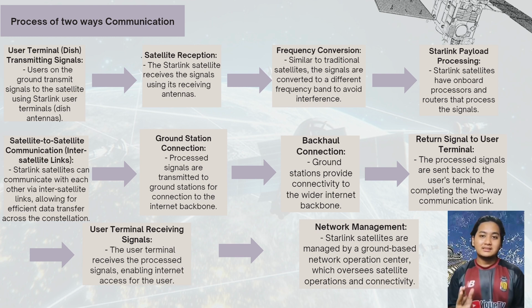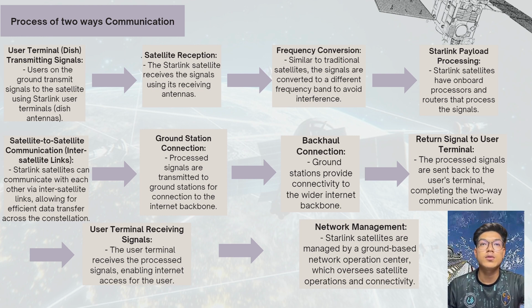And then for the satellite-to-satellite communications, the inter-satellite links. Starlink satellite have the capability to communicate with each other using the inter-satellite link. This feature allows data to be transferred directly between satellites, optimizing the overall network by reducing the need for ground station relay and enhance data transfer efficiency across the constellations.